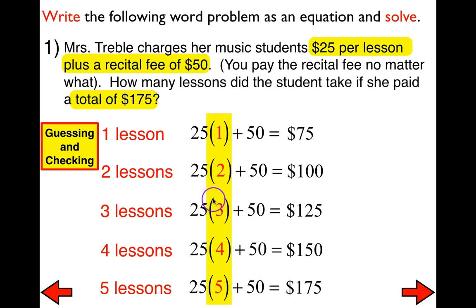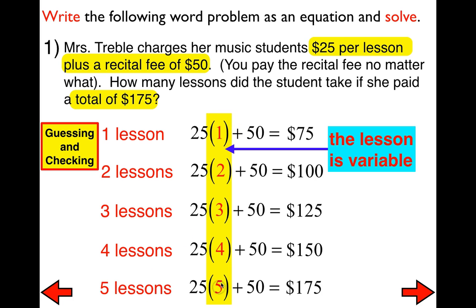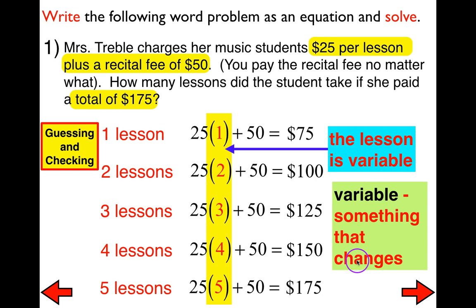So real quick, if you look in this section right here, this is the lessons, which is the variable. Why do we call it the variable? Well, it's something that always changes, okay? If you'll notice here, the 50 stayed constant, okay? And that's why we call it the constant. No matter what, it doesn't change, okay?